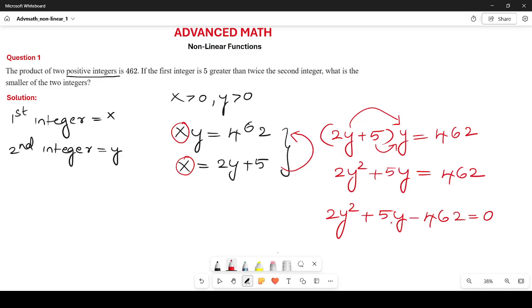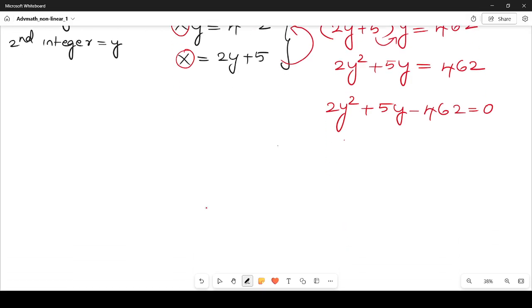So it's good to do it using Desmos, but I'm just showing you the actual manual method of factoring just for clarity and knowledge. So let's see. After that, I'll show you using Desmos also. So here the quadratic is 2y squared plus 5y minus 462 equal to 0. So let's go for the AC method.